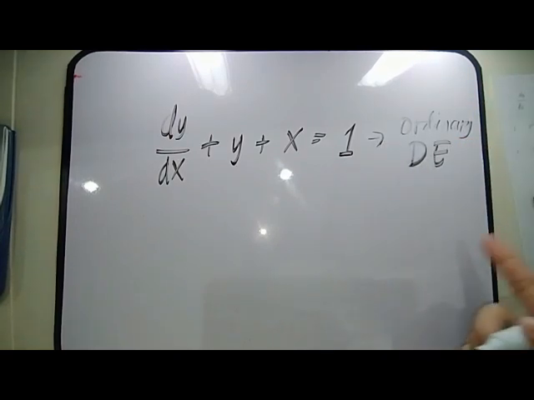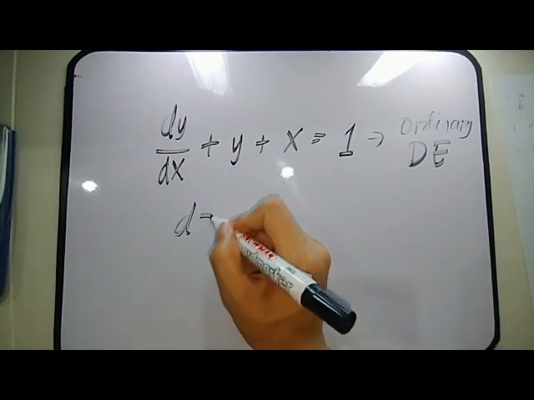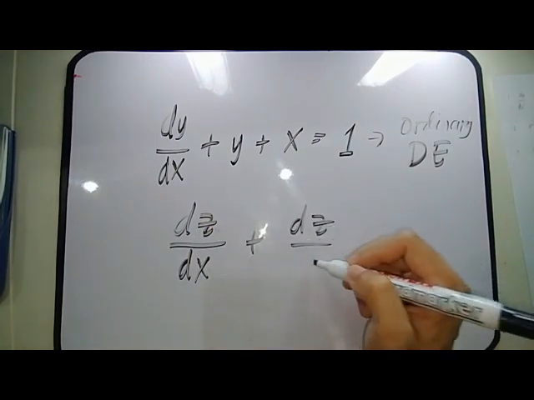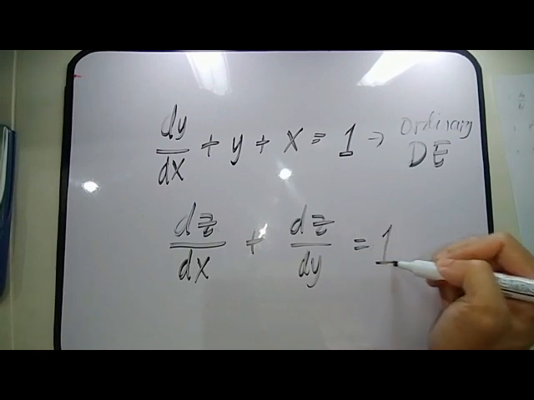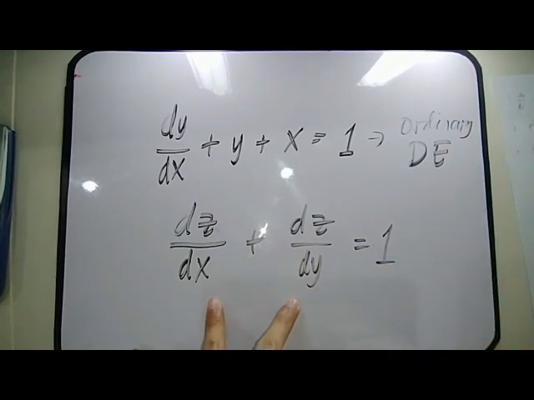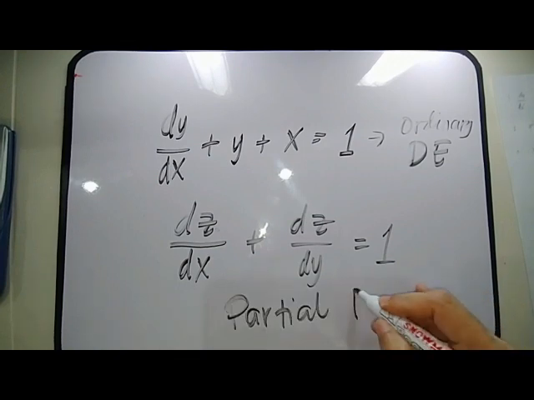So when you say partial differential equation, you have two or more independent variables. For example, here, the derivative of z with respect to x plus the derivative of z with respect to y equals 1. So we have here two independent variables. So this is a partial differential equation.